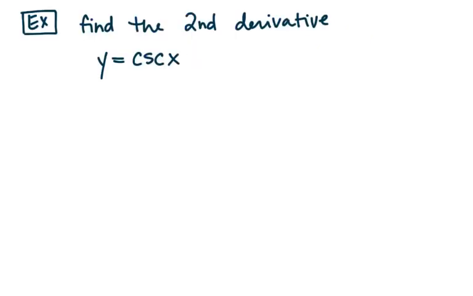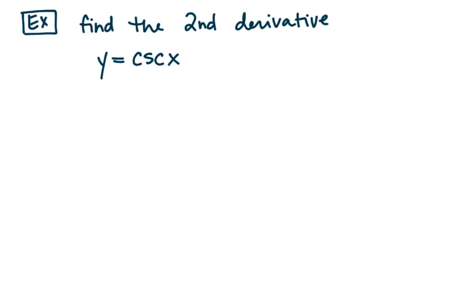For our second example, we're going to find the second derivative of y equals cosecant x. So this isn't really a difficult problem. I just want to show you that you can find higher order derivatives of trig functions. And one thing you would notice, especially if it was sine and cosine, is they can become cyclical, where they repeat themselves, right?